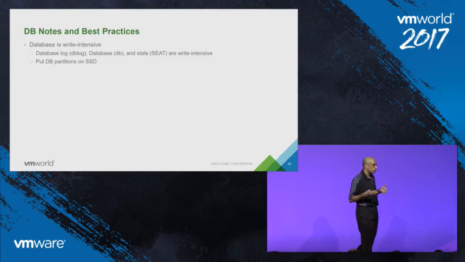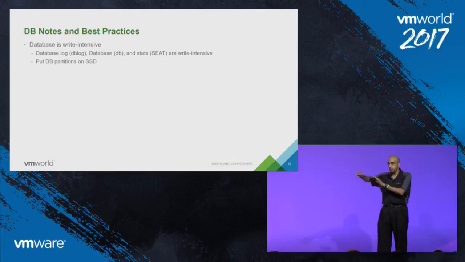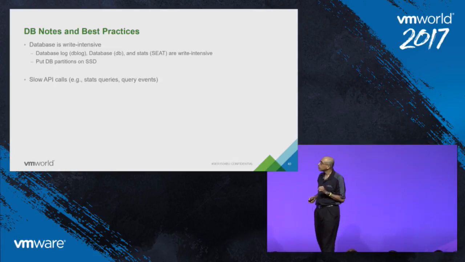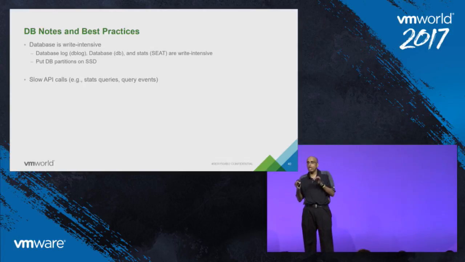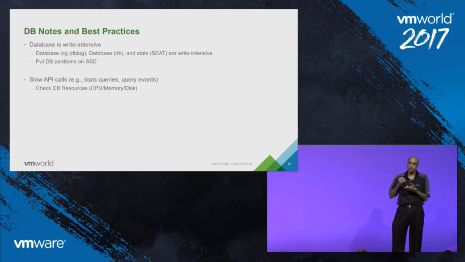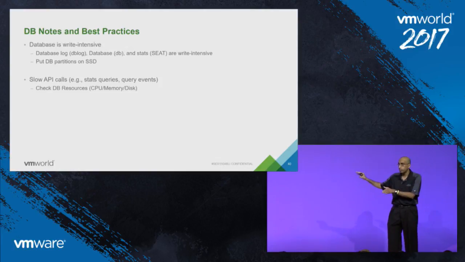Okay, and maybe if you're using SQL, you can use different table spaces and put things on different partitions to make sure that you have very good write bandwidth. If you see slow API calls, you've got some plugin or extension or you're logging in and things seem to be slow, a good thing to do is to check your database resources. Check your CPU, check your memory. I'm going to show you how to do this in the following slides.